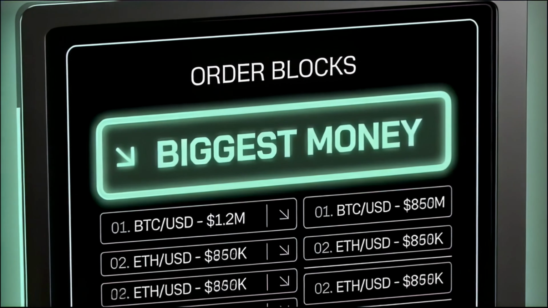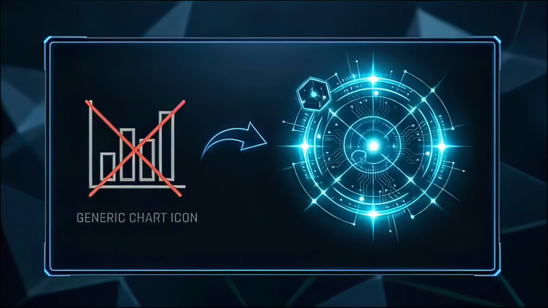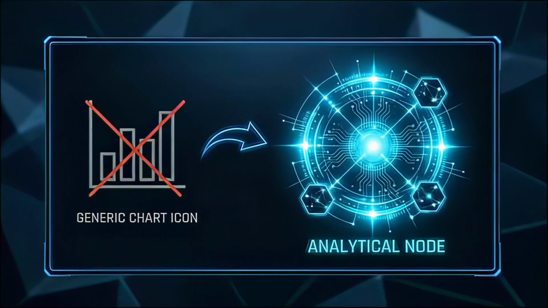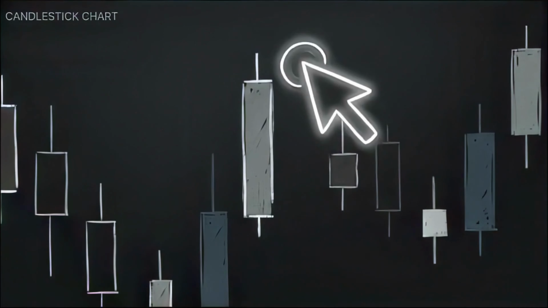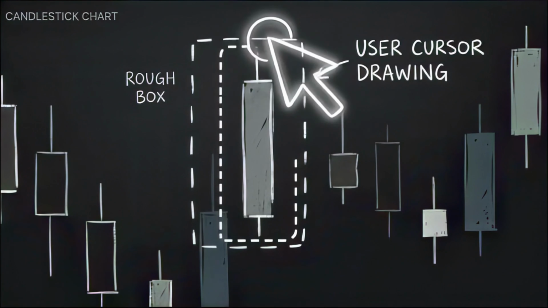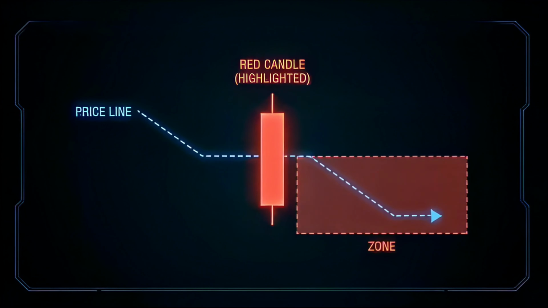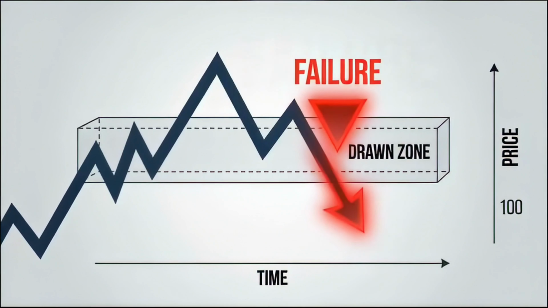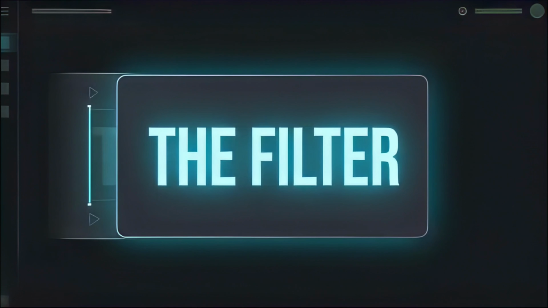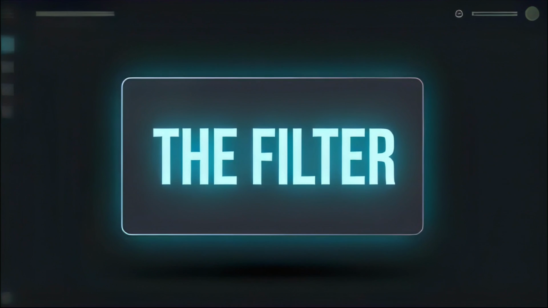Order blocks are the zones where the biggest money on earth actually buys, and this is the version nobody explains properly. Here is what I mean. You have probably drawn a few of these already. You found the last down candle, you marked the zone, you waited, price came back, and then sliced straight through it like the level was never there. So you decided order blocks do not work. They work. You were missing the filter.